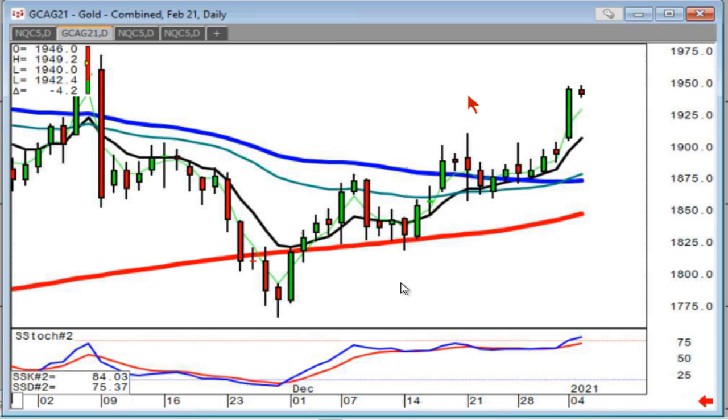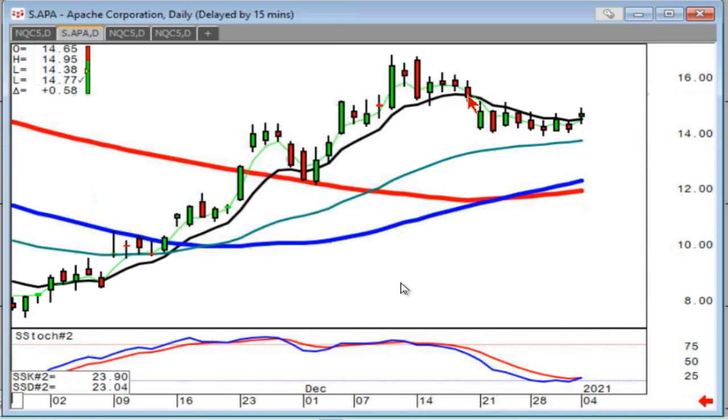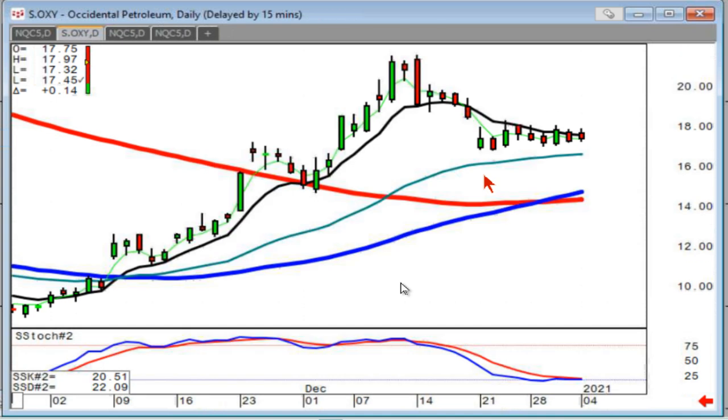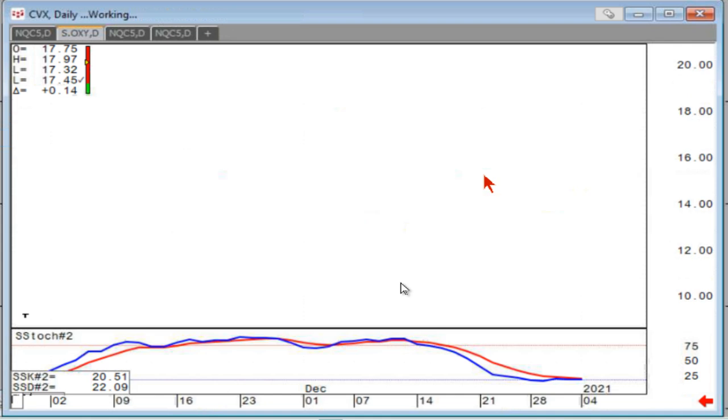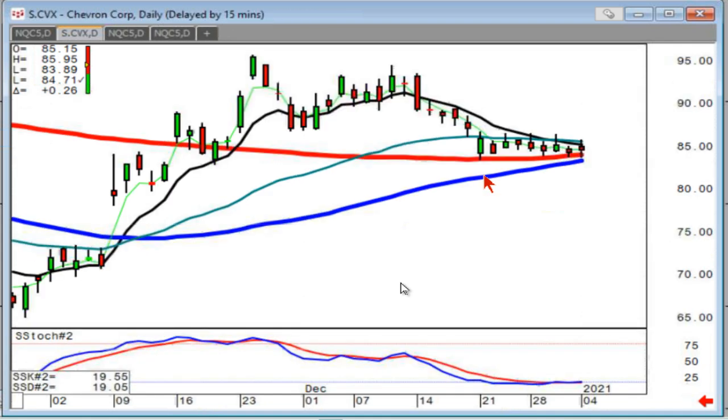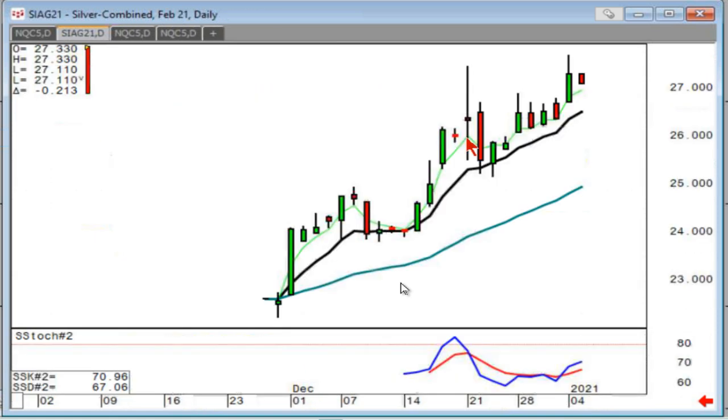The energy stocks did start picking up some steam. Apache, you want to have on your watch list. Occidental, not there yet. Chevron, basing, but not reversed yet. Silver was also acting well. That's your silver charts. Let me see if I can find something that is.